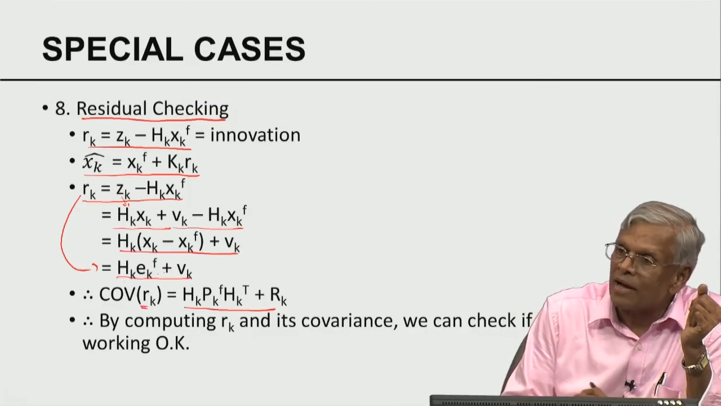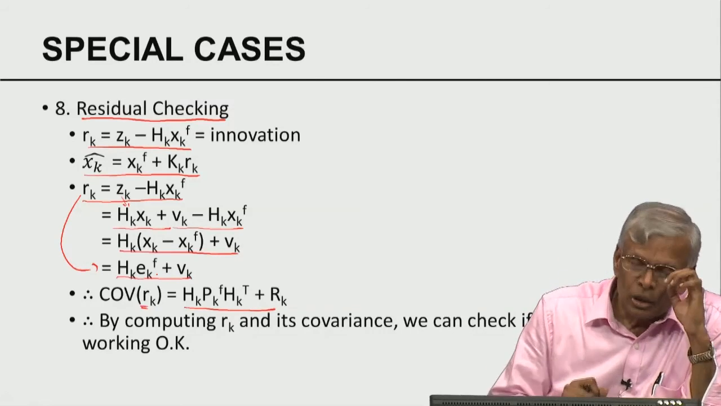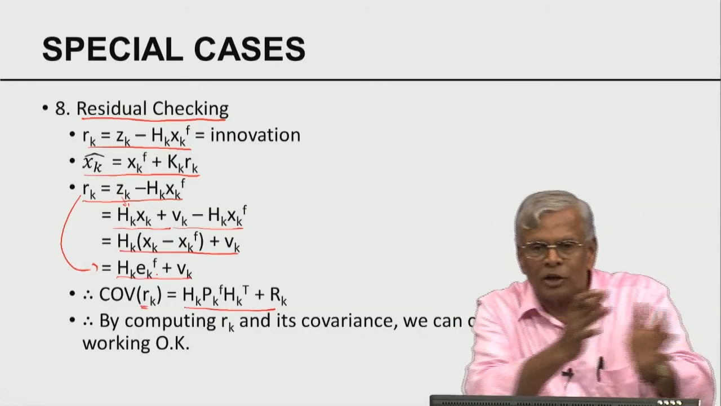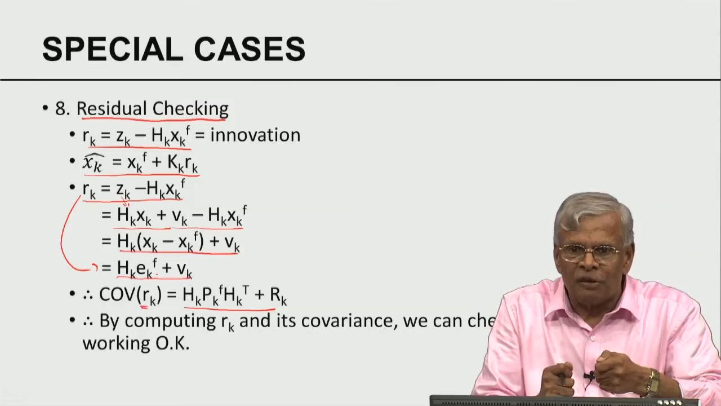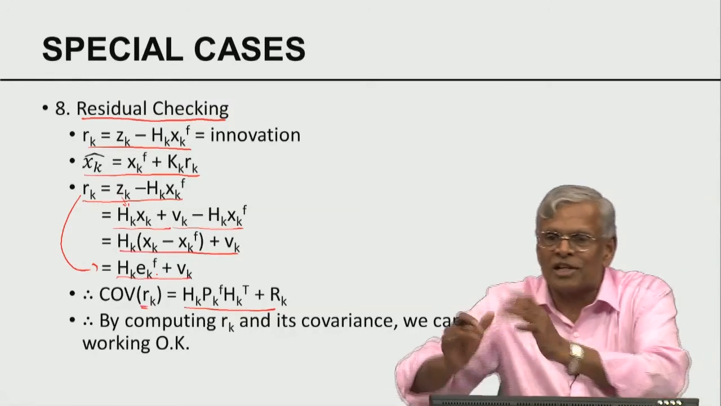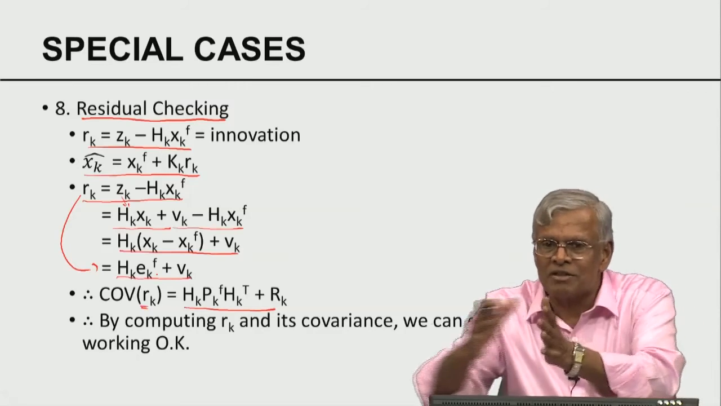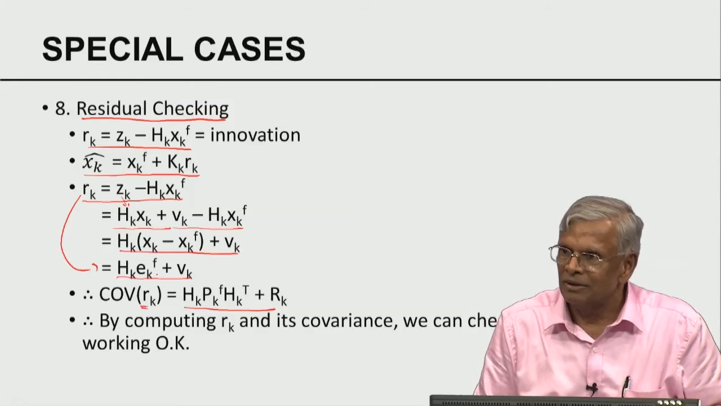You can readily see that. So what is it that one could do? If you are trying to implement the Kalman filter, at every stage you can extract the residual from your program. So you will have a time series of the residual. From the time series you can compute the covariance of the time series.